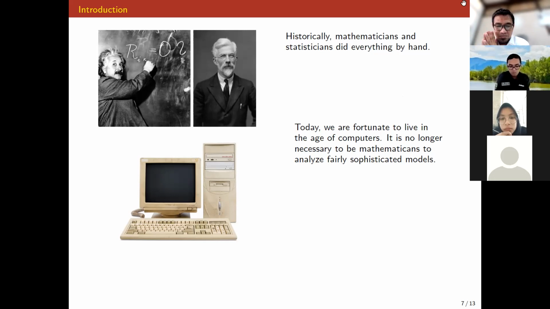Also, for some cases, there are things that we have to check or test by hand, but in general, we can use the computers.